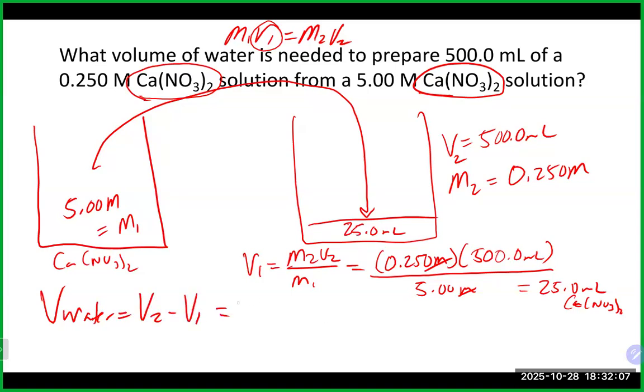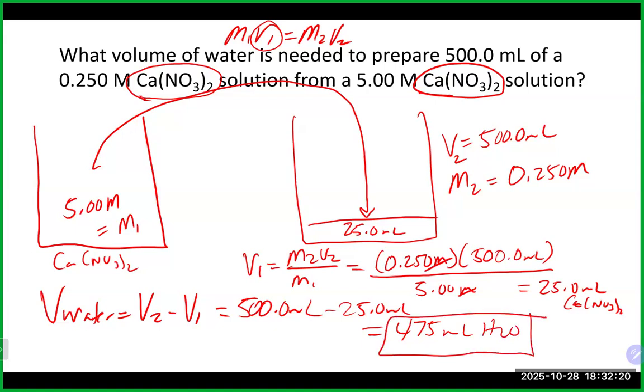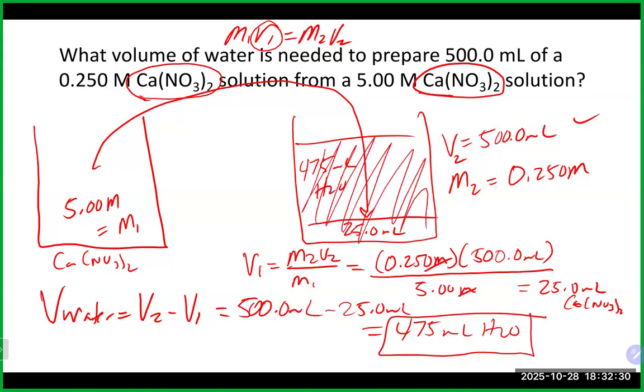So that is 500 milliliters minus 25 milliliters. That means we do need to toss in there about 475 milliliters of water with it. So 25 milliliters plus 475 milliliters of water, that's going to give us our 500 milliliters. And again, if we mix it up pretty good, we would have a concentration of 0.25 molar in this case.